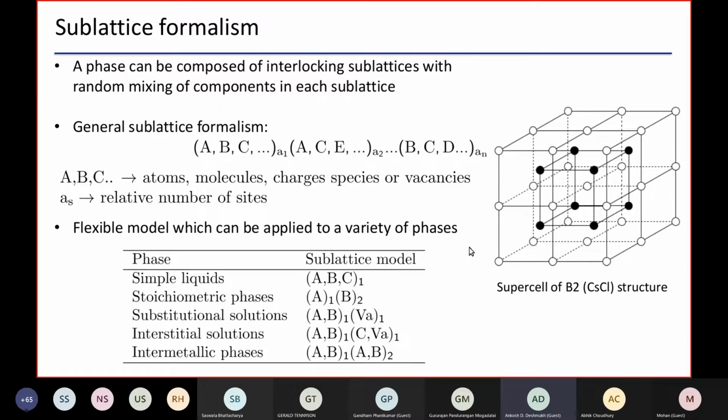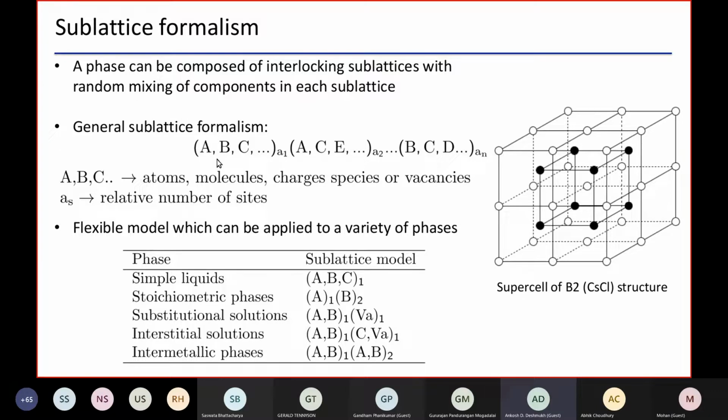One thing I would like to mention here is the sublattice formalism adopted in the CALPHAD method, which we are better to have some idea of, because when we are going to read the TDB, certain things I would like to highlight, in case an error comes, or to understand a TDB file. So here are the simple liquids. You can see each parenthesis represents one sublattice in developing that model.